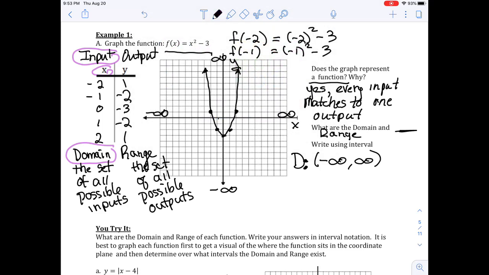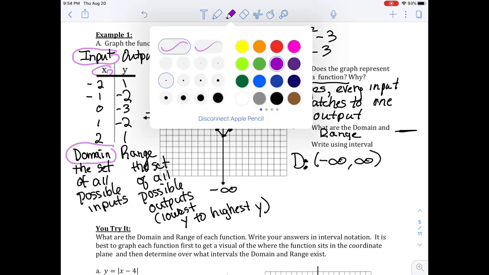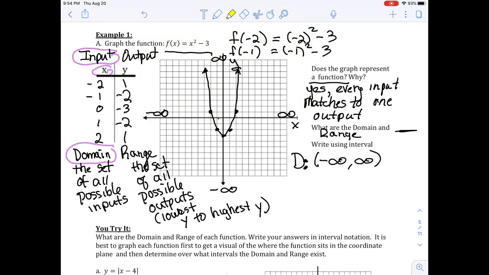Your range is your outputs. So let's look at the range. The range is the set of all outputs. So I like to think of range as lowest y to highest y. And so you have to look vertically for the range. You have to look vertically. Your eyes need to track from the lowest part of the graph to the highest part of the graph. Now, when I say the lowest part of the graph, I'm actually going to highlight the graph so that we're looking at the same thing. So I'm going to highlight it in yellow, okay?